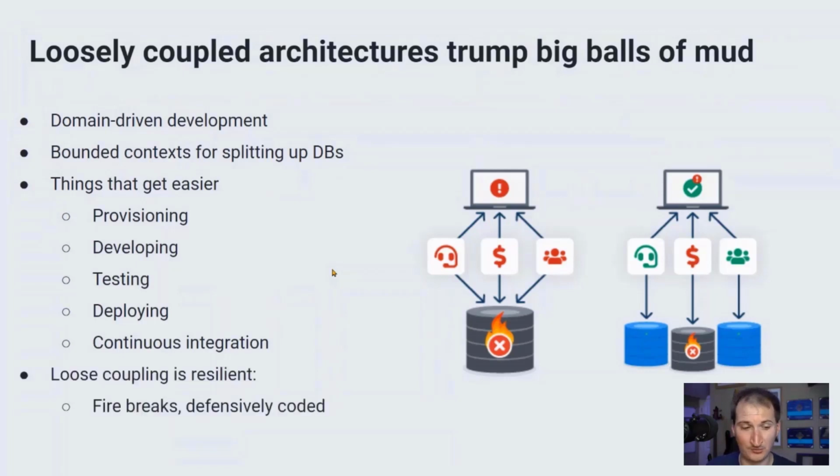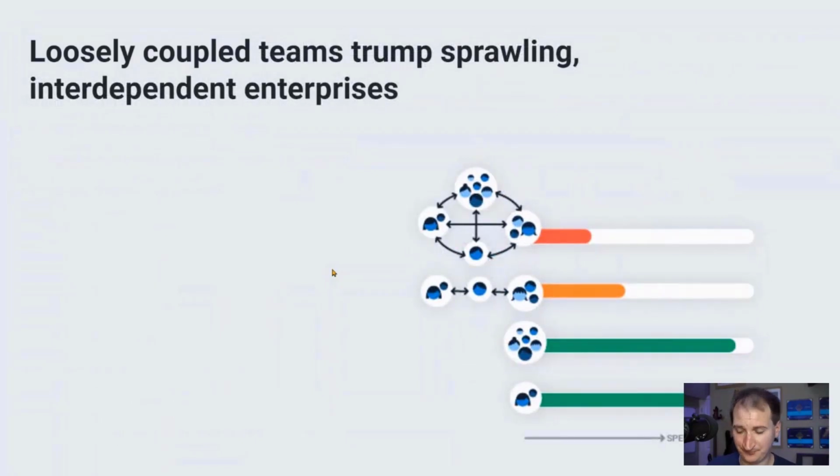Loose coupling is more resilient. As I said, we have better fire breaks. We need to defensively code against other systems being down. We need to run in some sort of degraded mode. Once we architect our stuff like this, our human problems become a lot easier as well.